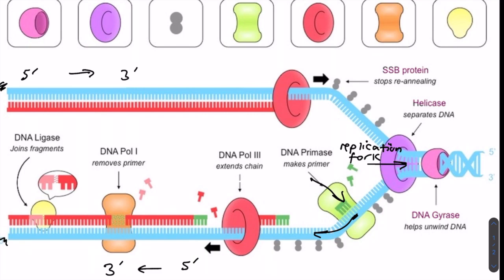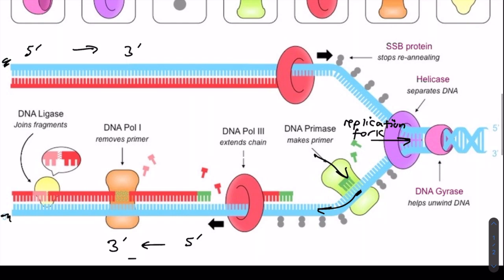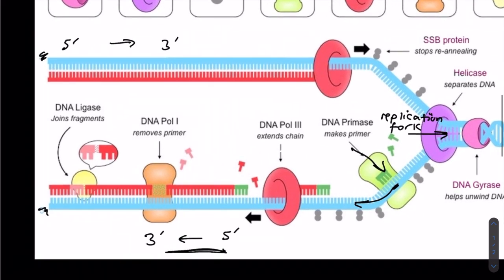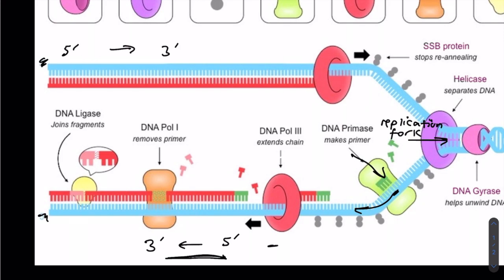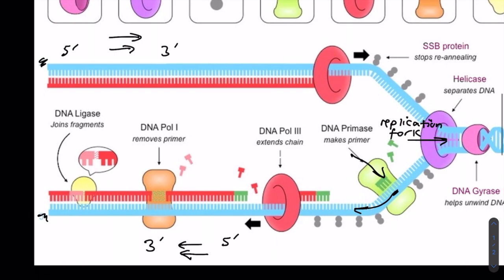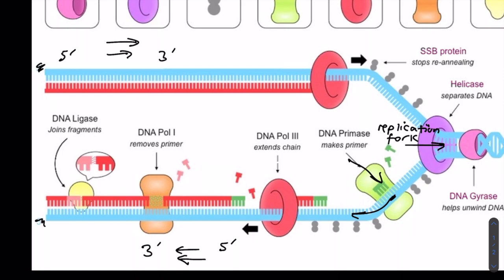Then we have DNA polymerase 3. So free nucleotides align opposite their complementary base partners, which is again A to T and G to C. DNA polymerase 3 attaches to the 3' end of the RNA primer and covalently joins the free nucleotides together in a 5' to 3' direction. So in this strand here, you can see that it's working in this direction, whereas in the top strand, it's working in this direction. And this actually results in what we call a leading strand and a lagging strand.